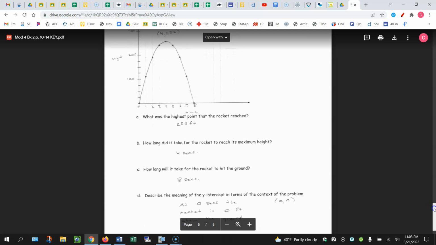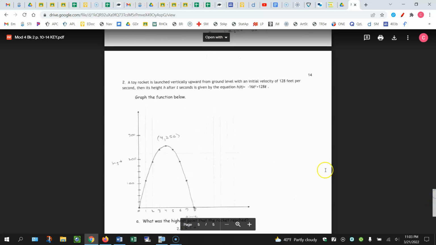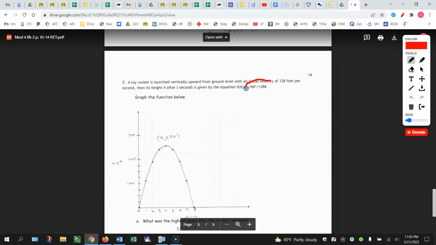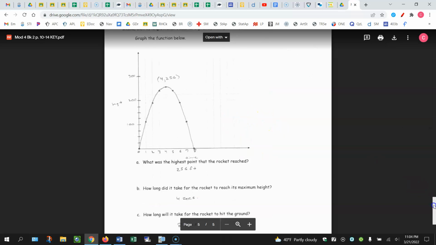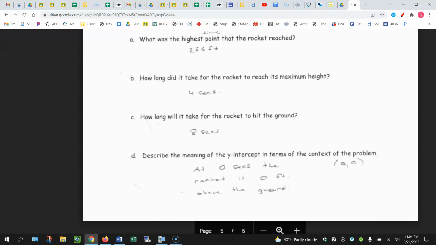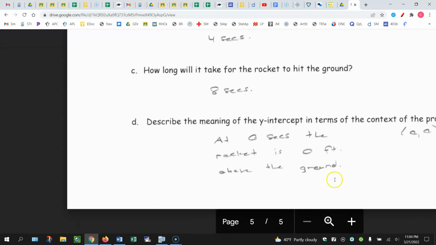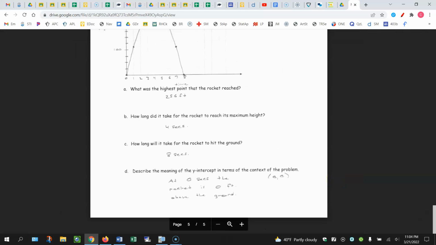Describe the meaning of the y-intercept in the context of the problem. So there is no value here without a letter t attached to it. So that means the y-intercept is 0. So the y-intercept is 0, 0. Just putting that into context. This is the time. This is the height. So at 0 seconds, the toy rocket is 0 feet above the ground. That's what's going on there.